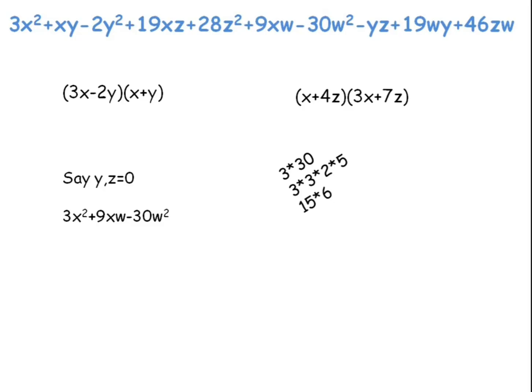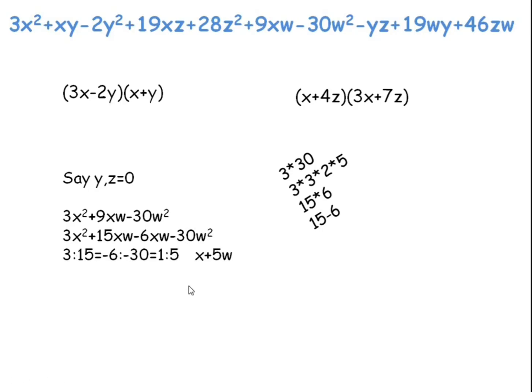So how are we going to do it? We are writing it here as 15 into 6. So 3 5s are, sorry, 3 5s are 15. 3 into 2, 6. So 15 into 6. So 15 minus 6 gives us 9. So now we see that this ratio is satisfied as usual, 1 is to 5. So we are getting x plus 5w. And 3x square minus 30w square divided by x plus 5w gives us 3x minus 6w.